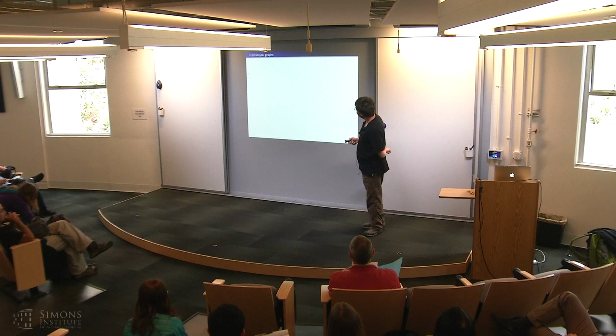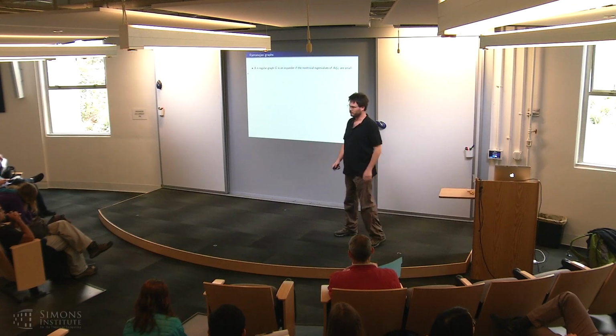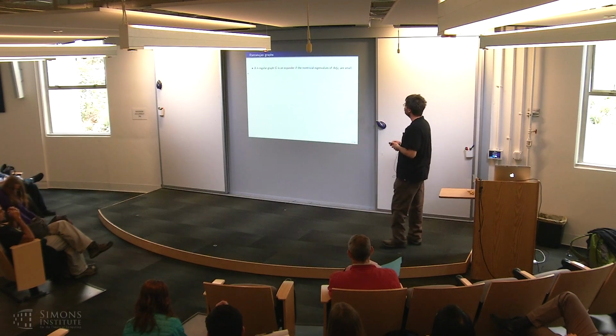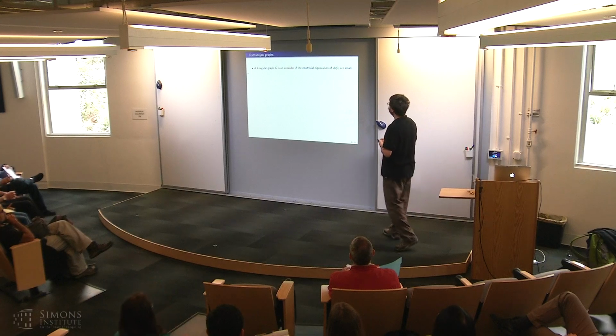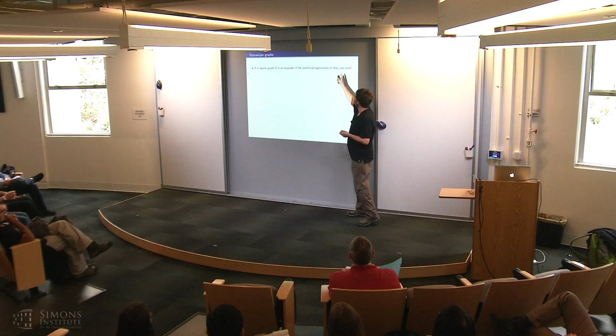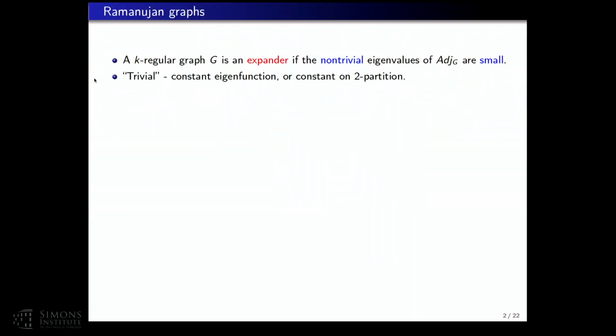So what are Ramanujan graphs? You should all know that a K-regular graph is an expander if the non-trivial eigenvalues of its adjacency operator are small. And trivial, non-trivial, for that we say what is trivial. Trivial is the constant eigenfunction or an eigenfunction which is constant on a bipartition of a graph. And so this is the non-trivial.